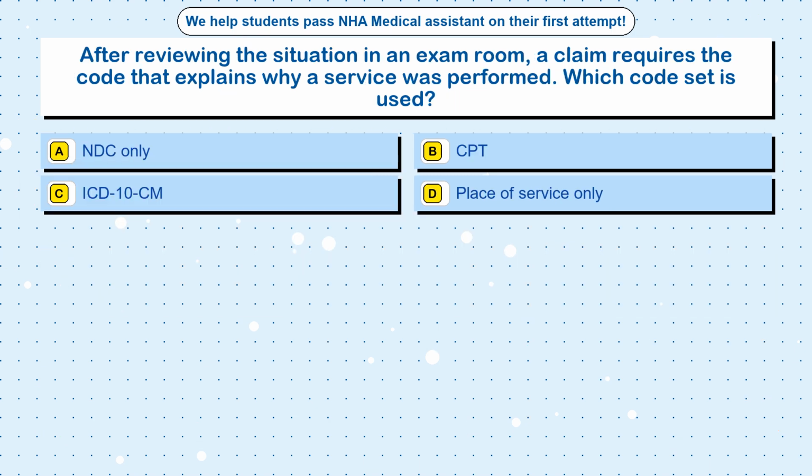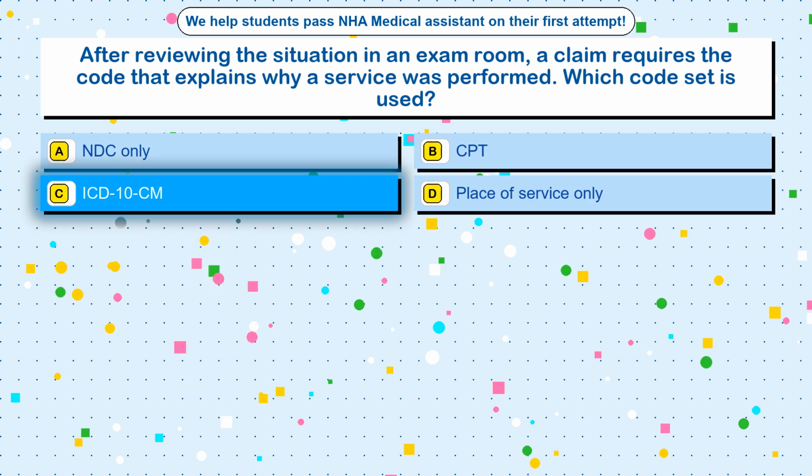Question 95. After reviewing the situation in an exam room, a claim requires the code that explains why a service was performed. Which code set is used? Option A, NDC only. Option B, CPT. Option C, ICD-10-CM. Option D, place of service only. The correct answer is option C, ICD-10-CM.